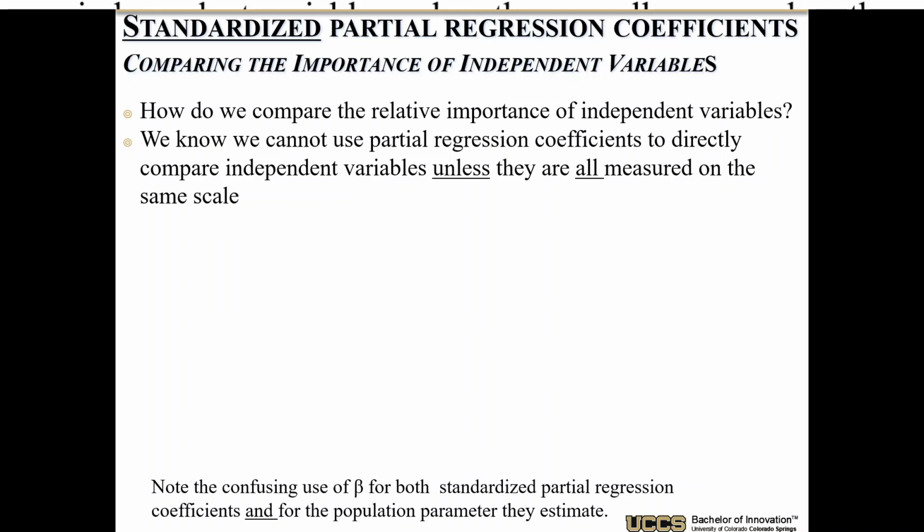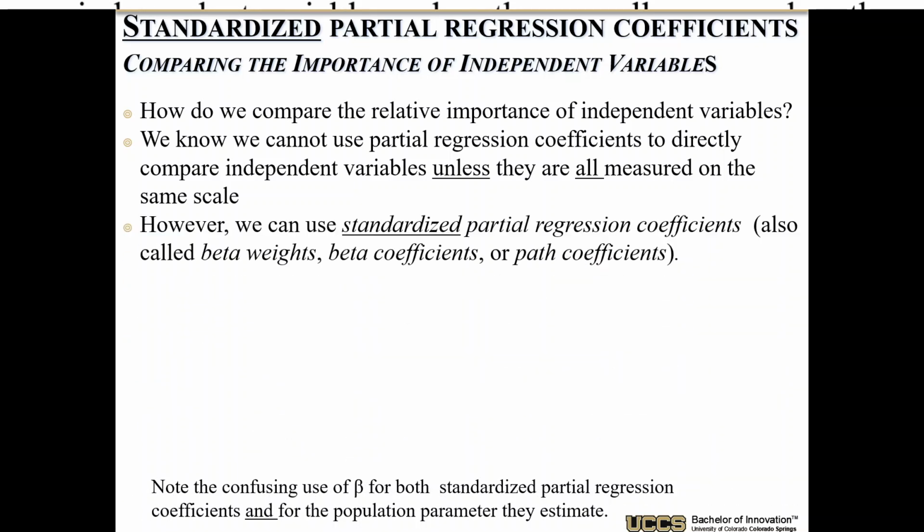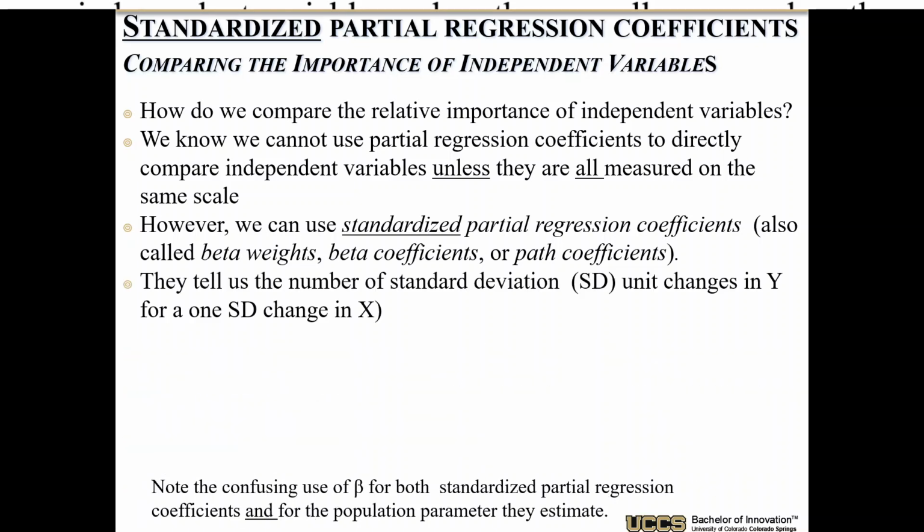Well, it turns out there's two things we can do, but one of them is actually pretty straightforward. We're going to use what we call the standardized coefficients, also called beta weights or path coefficients. We're going to tell the number of standard deviation units a change in Y to produce one standard deviation change in X. We also call these Z values. So this is a common trick.